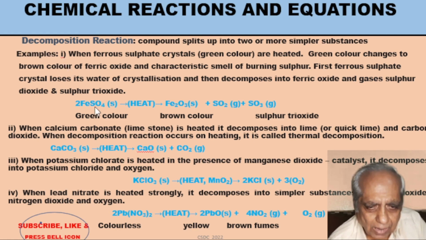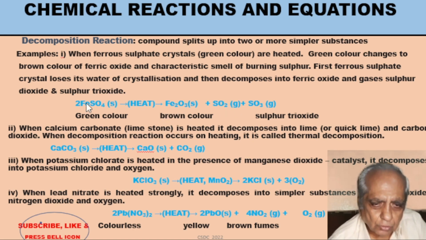For example, I have taken ferrous sulfate, which is a solid green crystal. When I heat it, I will get Fe2O3, ferric oxide, because here the valency of iron is 3. You can say O3 by cross multiplying. So this is ferric oxide, which is brown in color, and sulfur dioxide and sulfur trioxide gases are emitted. You can see the change in color, and this is solid and these are gases, only this will remain. So one single reactant has formed 3 products.